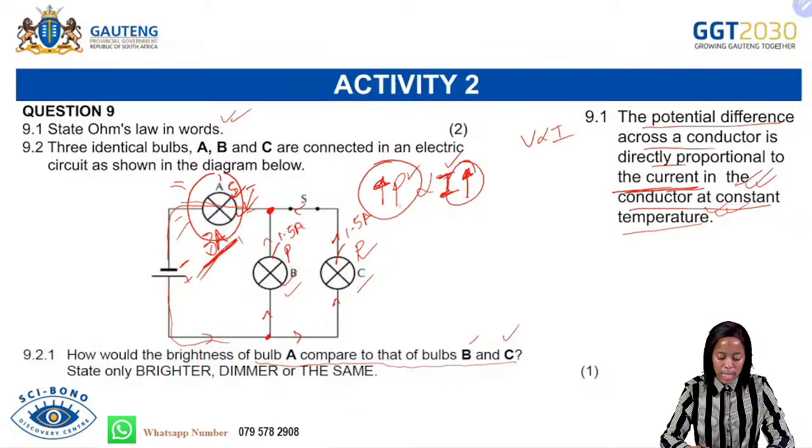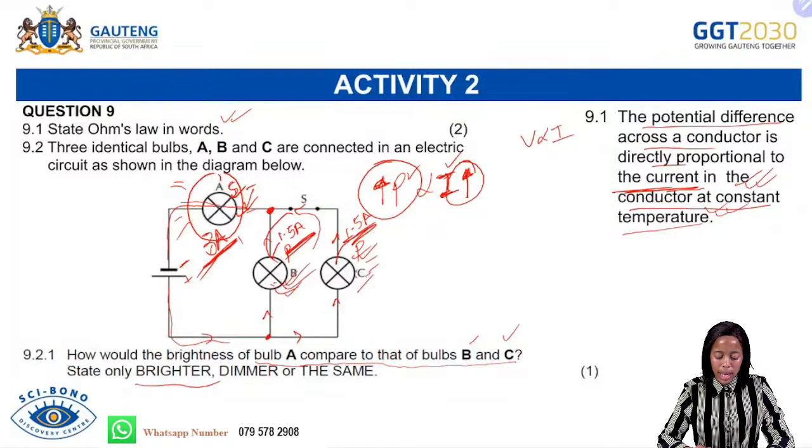And because it has a greater power, it therefore means that light bulb A would be brighter compared to the others. Why? Because light bulb B and C are connected in parallel. So because they are connected in parallel, the current between the two is divided.